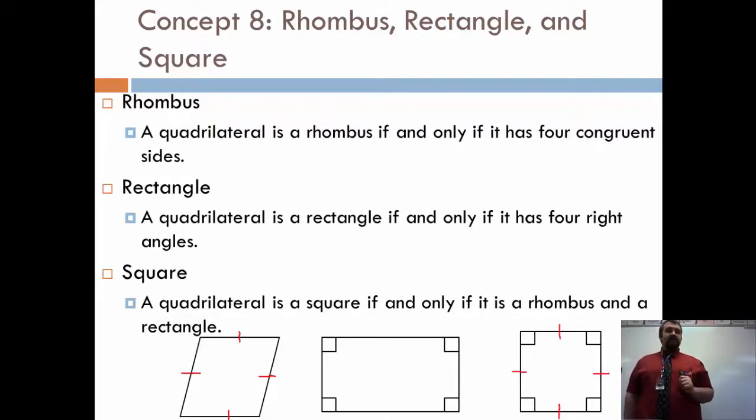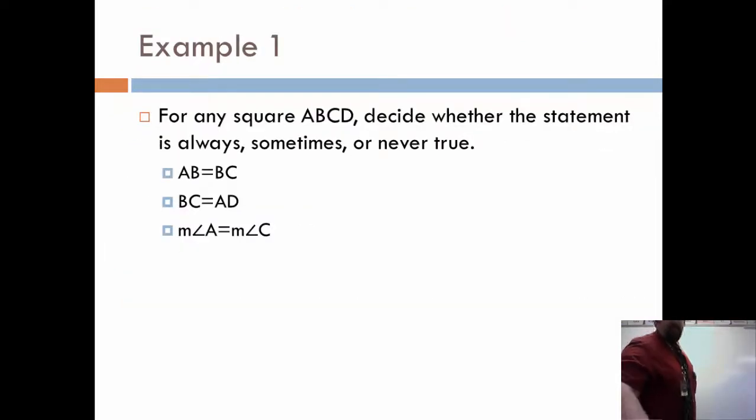And last but not least, a square. A quadrilateral is a square if and only if it's both a rhombus and a rectangle. So you can think of a square as a unique rhombus or as a unique rectangle, one that satisfies the other. Alright, so let's just look at a few examples right away.